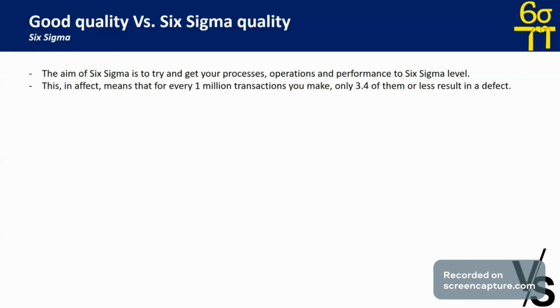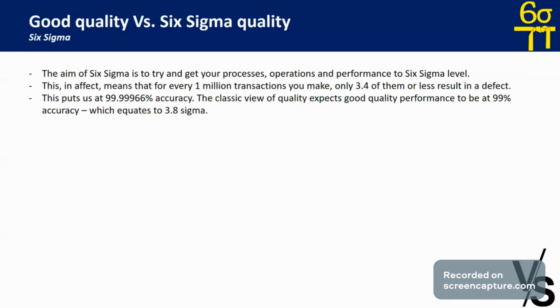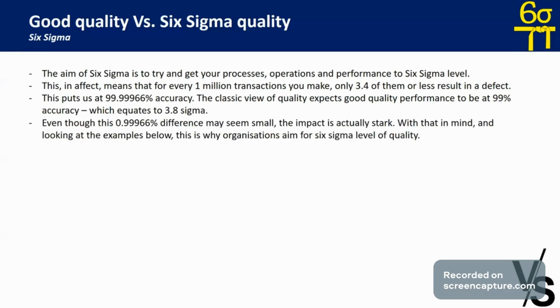Now, this in effect means that for every 1 million transactions you make, only 3.4 of them or less result in a defect. So only 3.4 of them or less are wrong or errors. This puts us at 99.99966% accuracy. The classic view of quality expects good quality performance to be at 99% accuracy, which equates to 3.8 sigma.